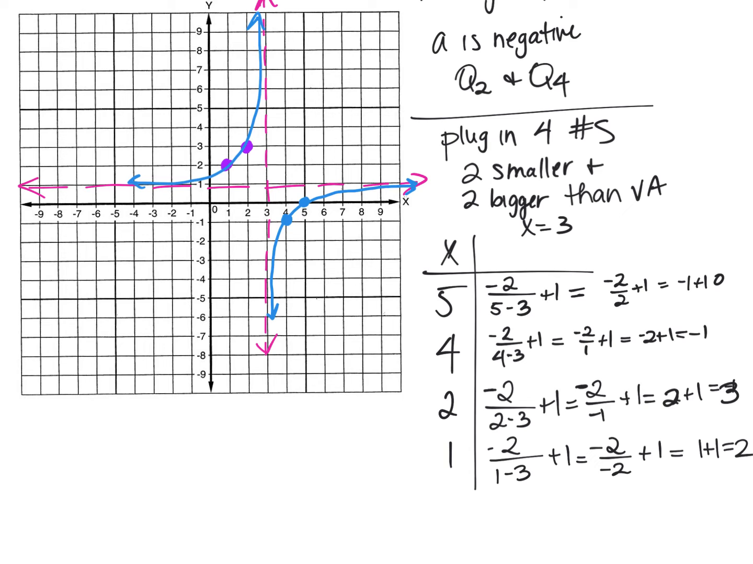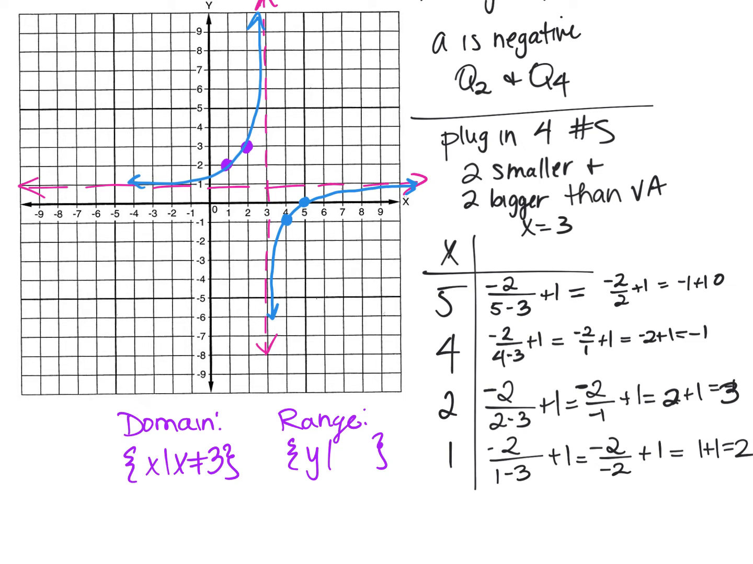Okay, and the last thing we'll talk about is domain and range. The domain is all the x values that are allowed. Well, we're allowed to use every x value except for what? 3, right? The asymptote of 3 is the one x value that makes the bottom 0, and we can't use it, so x does not equal 3.